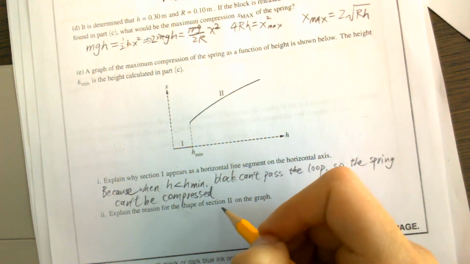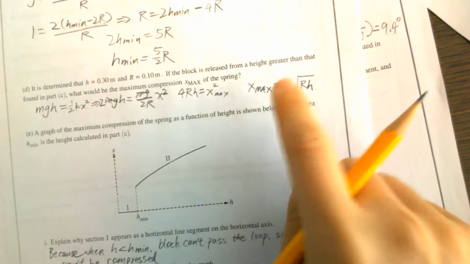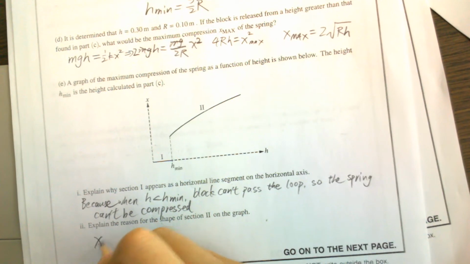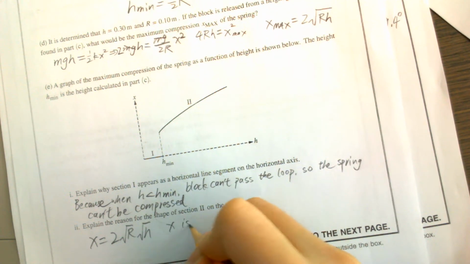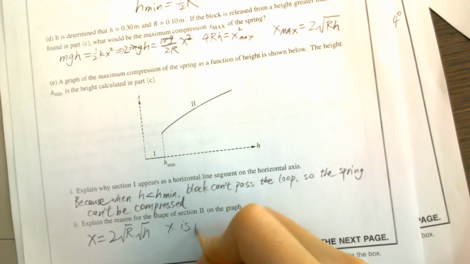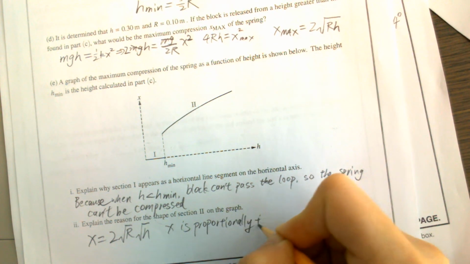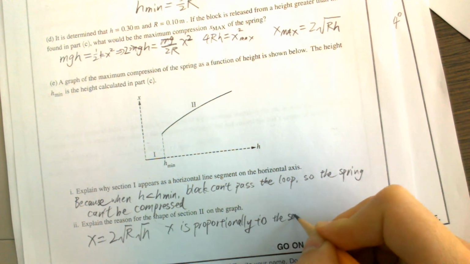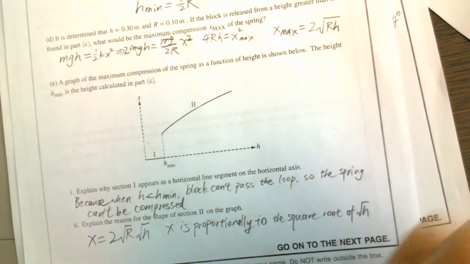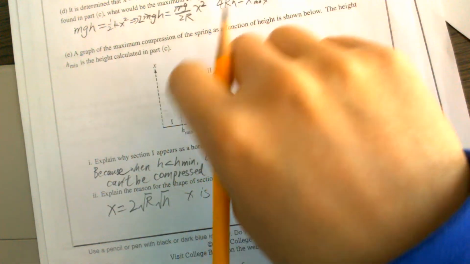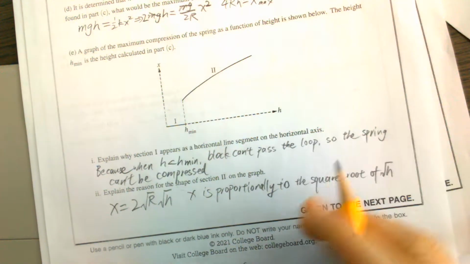Explain the reason for the shape of section 2 on the graph. Well, that's pretty easy, because from here we know x is equal to 2 times the square root of r times the square root of h, which means x is proportional to the square root of h. And so that's why it creates a shape like that, concave down.